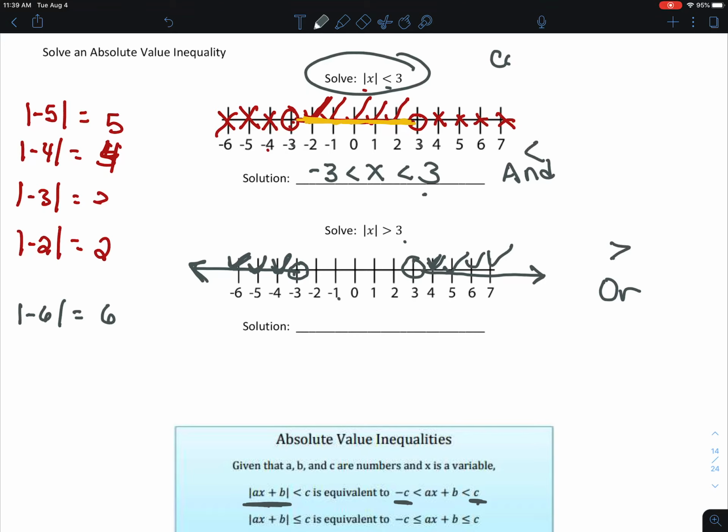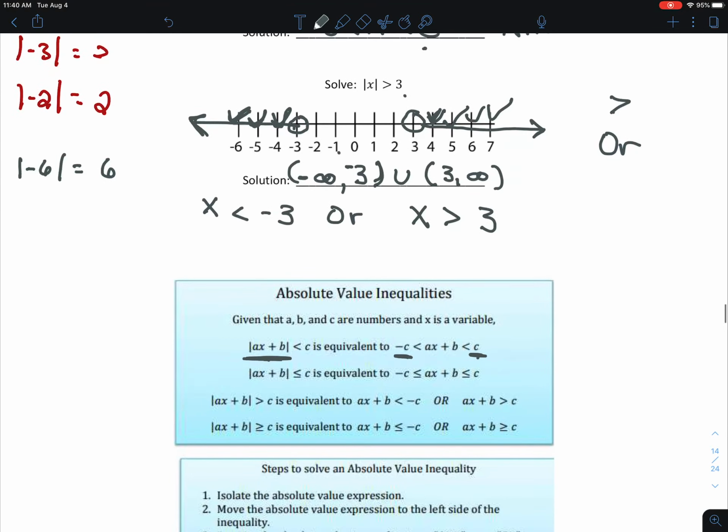So this is an or. So when we see greater than, it's or. Less than, we're going to have an and. Greater than, or. So how would I write this answer? This answer would be -infinity to -3, parenthesis, parenthesis, union 3 to infinity. Or I could say, probably a better way of saying that is that x is less than negative 3, or x is greater than 3.